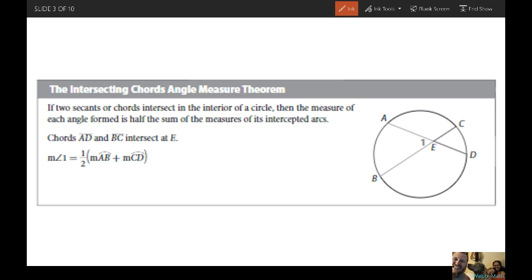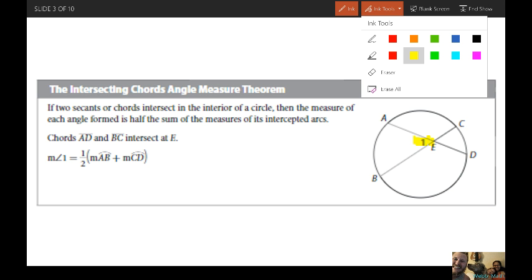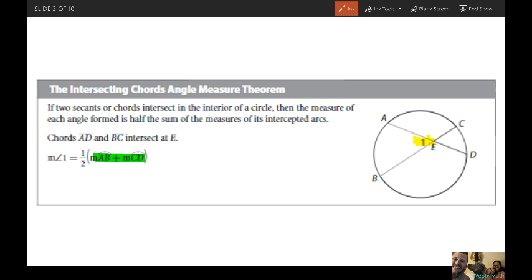So basically, angle 1, this angle right here, equals half of AB plus CD. Okay, so it's going to be this whole arc, plus this arc, and then divide by 2.